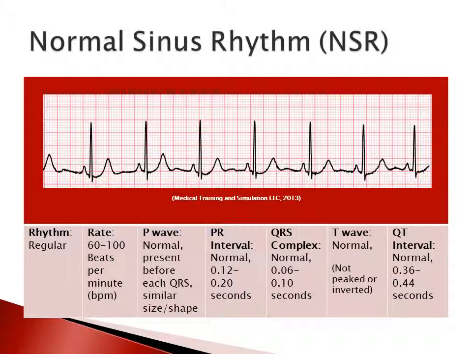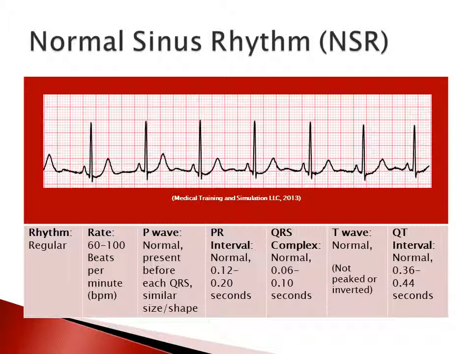So a few reminders before we begin here. This portion of the EKG complex is the P wave. This is your QRS complex. And this is your T wave. And each of these small boxes is 0.04 seconds. So we'll be adding those to find the lengths of certain intervals, certain complexes.